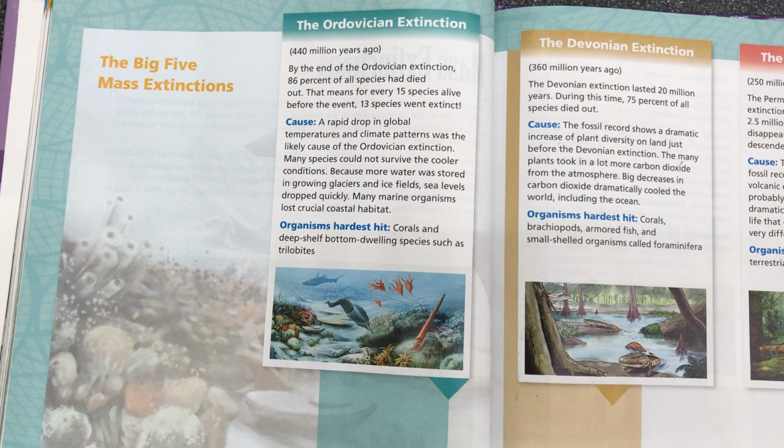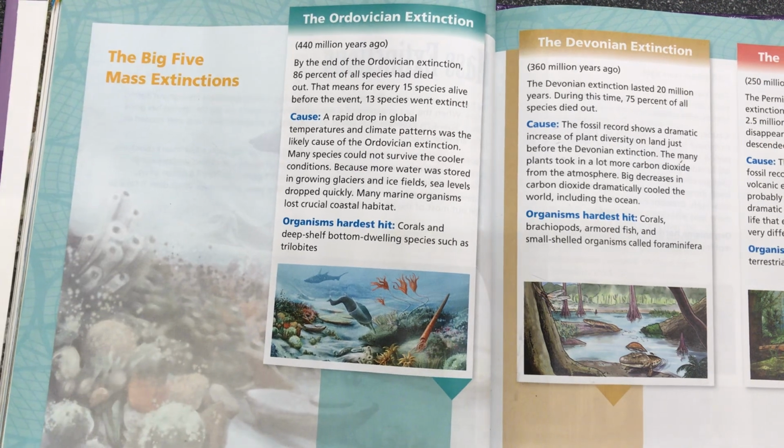Cause: a rapid drop in global temperatures and climate patterns was the likely cause of the Ordovician extinction. Many species could not survive the cooler conditions because more water was stored in growing glaciers and ice fields. Sea levels dropped quickly. Many marine organisms lost crucial coastal habitat. The organisms hardest hit were corals and deep shelf bottom dwelling species such as trilobites.